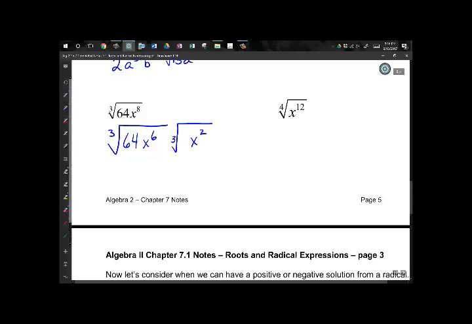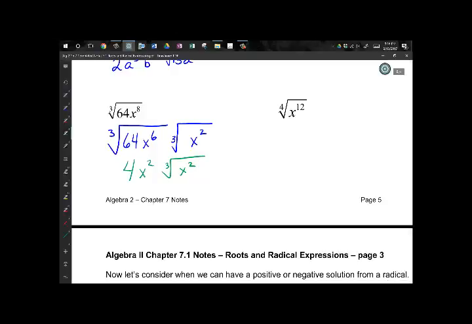Let's finish this problem up. The cubed root of 64 is 4. We cut x to the 6th, not in half this time, but in thirds. So 6 divided by 3 is x squared, times the cubed root of x squared is our answer.